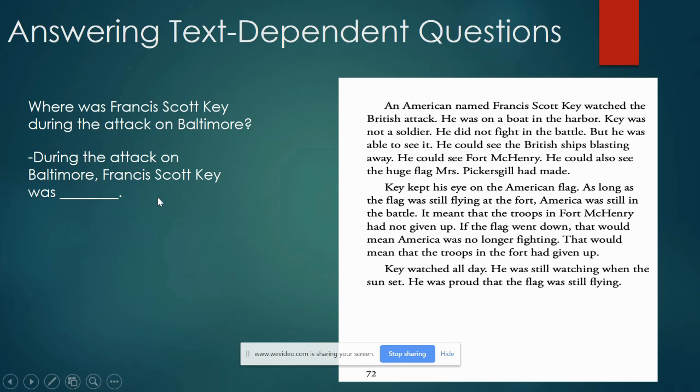Now, I want you to go ahead and pause the video to look for the text evidence to support your thinking and to share your answer with someone. Your answer should sound just like our first rephrase. During the attack on Baltimore, Francis Scott Key was... Go ahead and pause the video now to find and share your answer. Once you have found your answer and shared it, press play to see if you selected the correct answer.